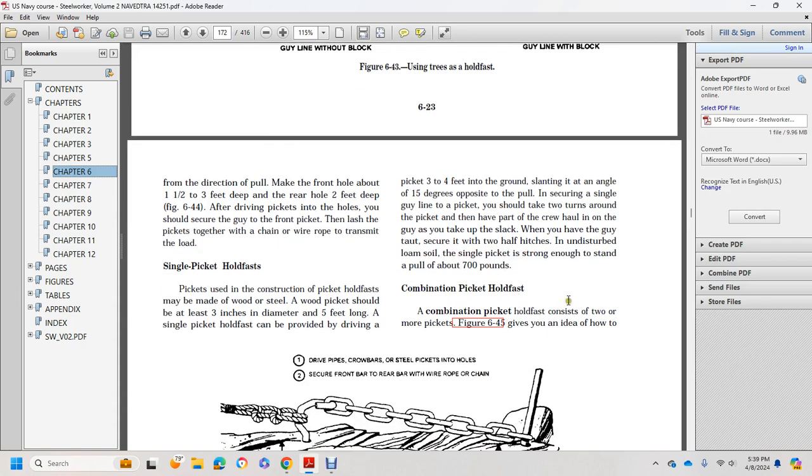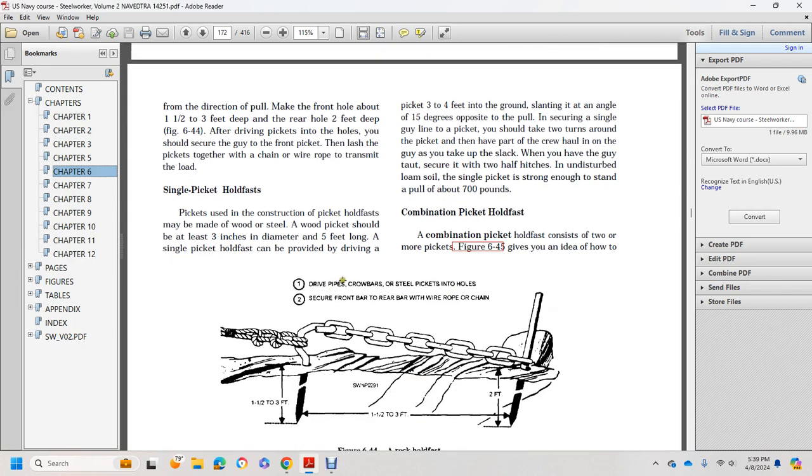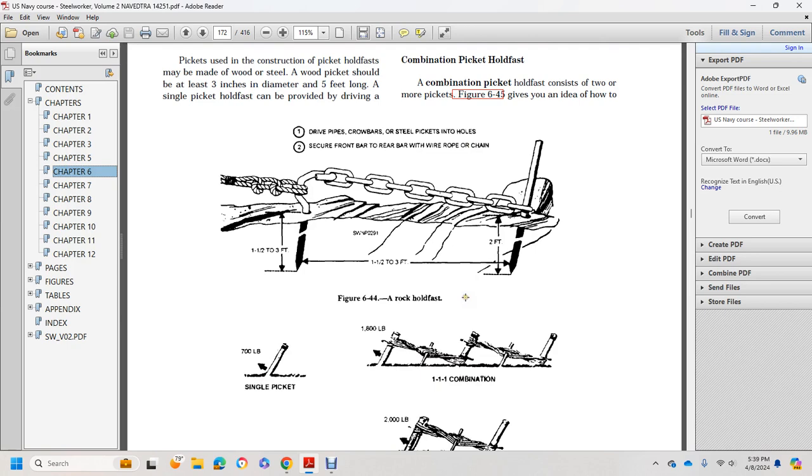Combination picket hold fast uses two or more pickets to give it more strength. Figure 1 shows the drive pipe and crowbar, steel pickets at the ends of the holes, and two secure front bars with the rear, with a wire frame and a rope or chain.